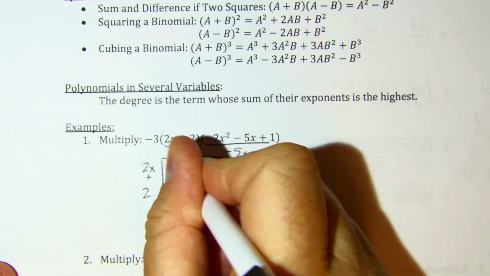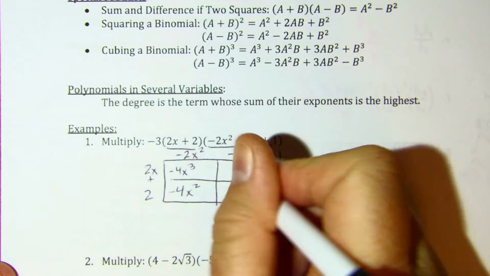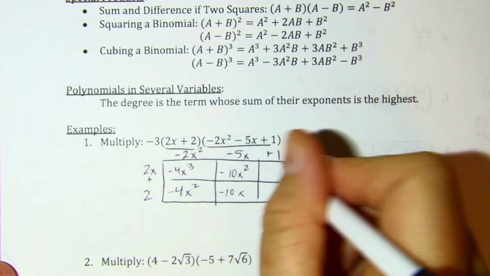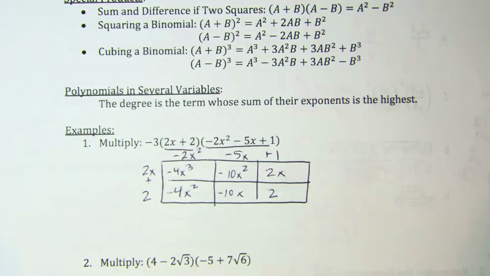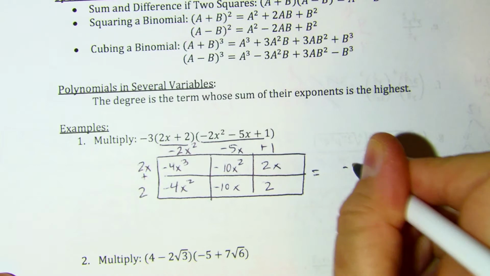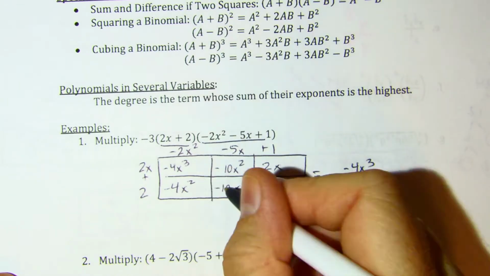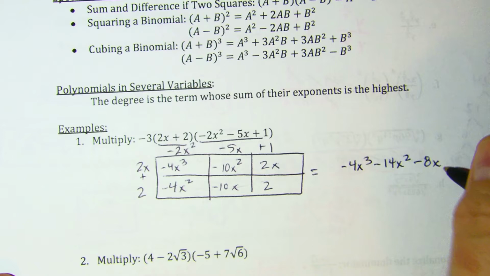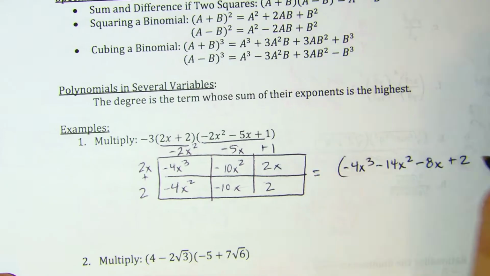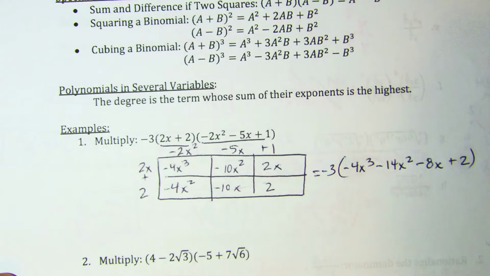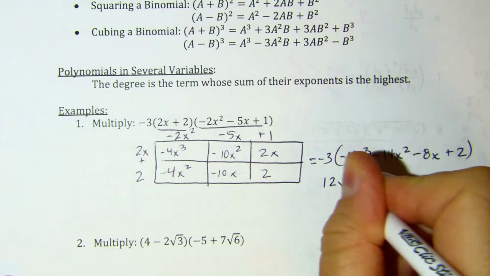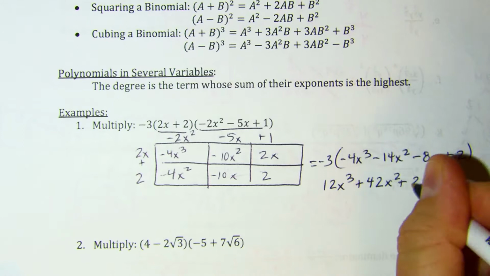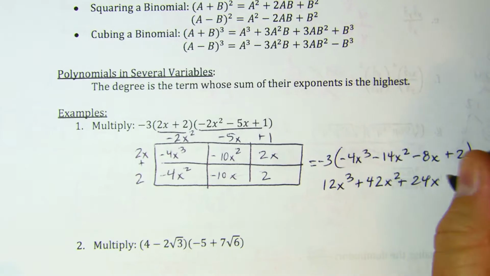Multiplying here, I end up with negative 4x cubed, negative 4x squared, negative 10x squared, negative 10x, and 2x and 2. And combining like terms, I have negative 4x cubed, negative 10x squared and negative 4x squared is negative 14x squared. Negative 10x and 2x is negative 8x, and then 2. But remember, we still have a negative 3 out front, so now I have to distribute that. So this becomes 12x cubed plus 42x squared plus 24x and minus 6.